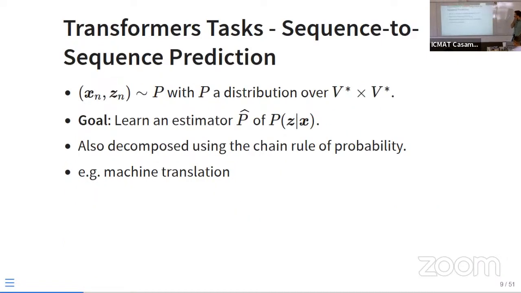Another task is sequence-to-sequence prediction, and this is the original task for which the attention mechanism that we will see, the transformer, was introduced. Here we have pairs of sequences. Our data are pairs of sequences from a given probability distribution over this space, and our goal is to learn an estimate of P of Z given X, the probability of a sequence given the input sequence. This is also decomposed using the chain rule over Z. And the paradigmatic example is machine translation. We give a sentence X in Spanish, and we want a sentence Z in Galician.